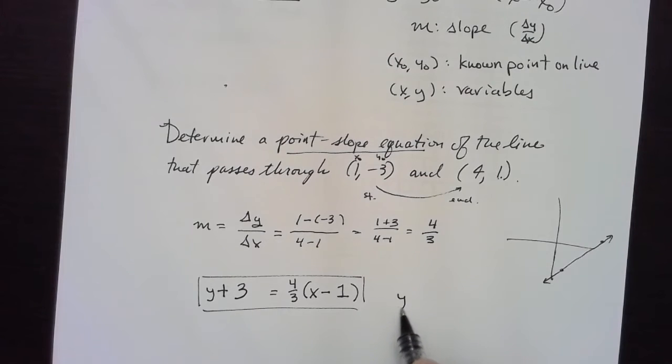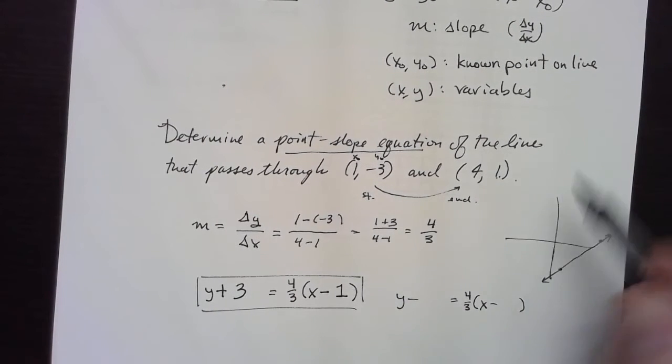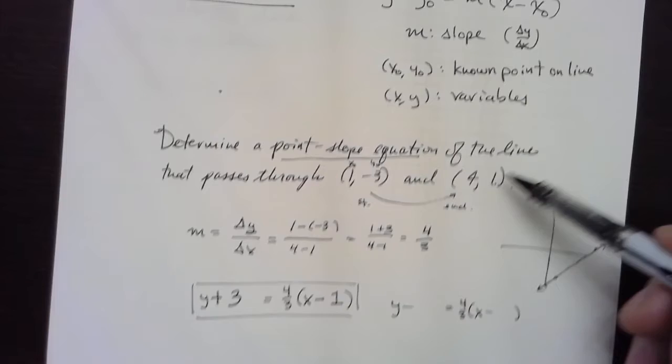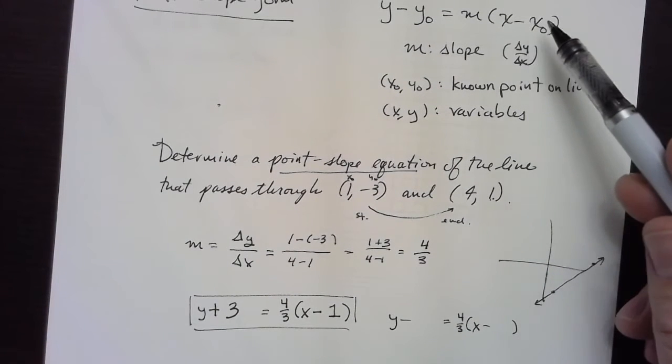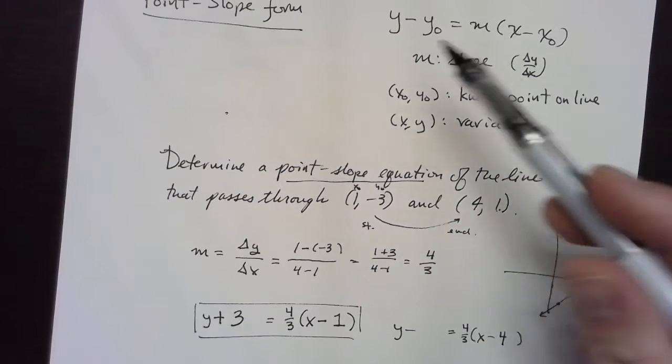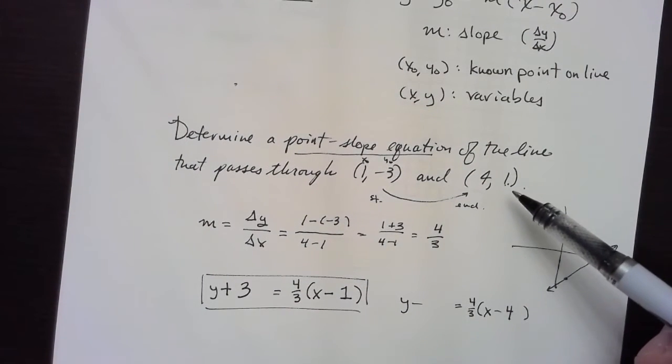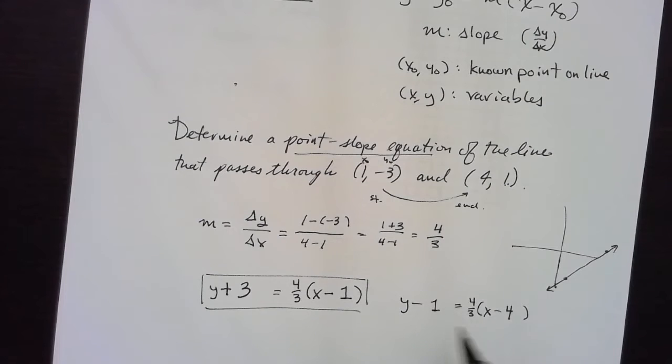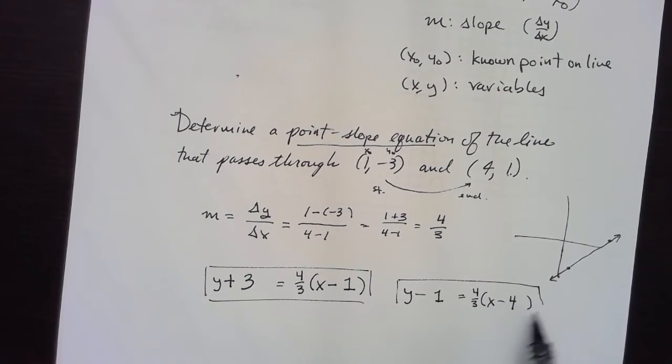You could also choose the other point. So if I chose this point to be x0, y0, then when I do x minus x0, it would be x minus 4. And when I do y minus y0, it would be y minus 1. This is also a correct answer. You don't need to write both of these down. Either this or this is correct. We just want one point slope equation. I was just demonstrating the 2 possible answers you could get from this question easily.